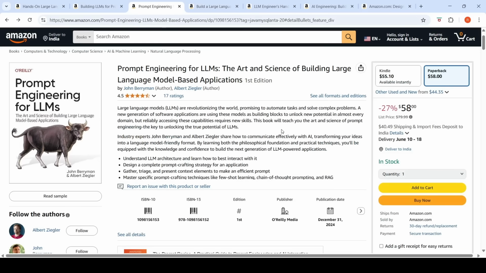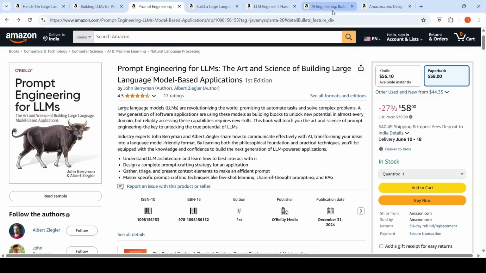If you are interested in prompt engineering, right? How do you create system prompts? What is a prompt crafting strategy for an application? How to create an efficient prompt, right? What are some prompting techniques like chain of thought prompting, few shot learning, and RAG? Then this book, Prompt Engineering for LLMs, is an excellent book by John and Albert. So you can check out this particular book for learning more about prompt engineering, right?